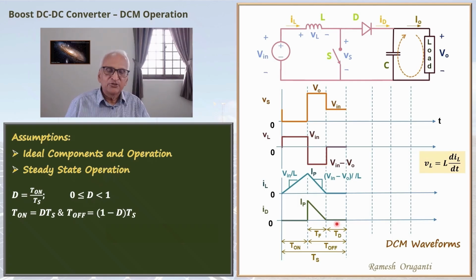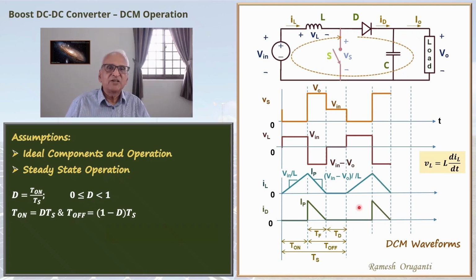Now this process continues. This is again T-on, Vs switch voltage is 0, VL is Vin, and the slope of the inductor current is Vin by L, and the diode is off, so the diode current is 0. And then this is the TF interval. During the TF interval, the diode is conducting. Since the diode is conducting, the switch voltage will be V0 and the inductor voltage will be Vin minus V0, and the rate of fall of diode current will be Vin minus V0 by L. The diode current and the inductor current will fall to zero by the end of the TF interval.